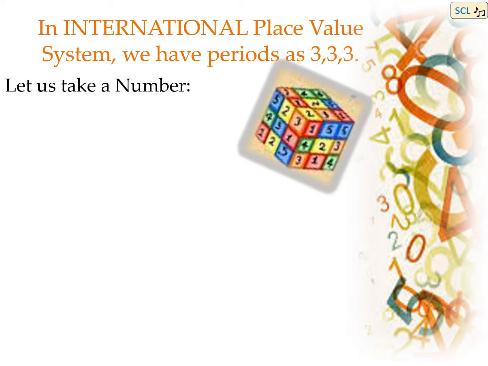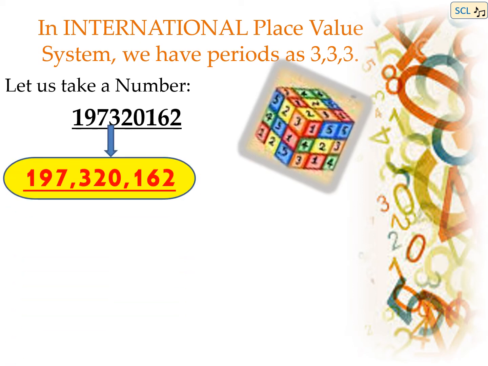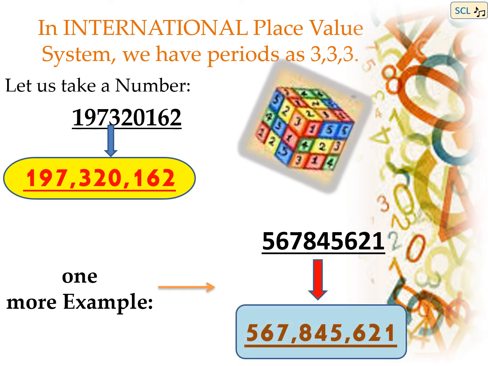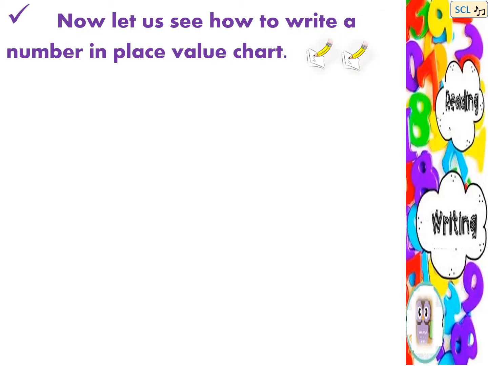Let us take the number 197320162. After putting the commas, it becomes 197,320,162. Now, your turn to put commas. Your number is 567845621. Easy game, is it? Yes. It becomes 567,845,621. How to write the number in the place value chart?